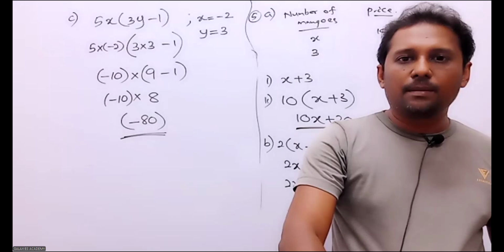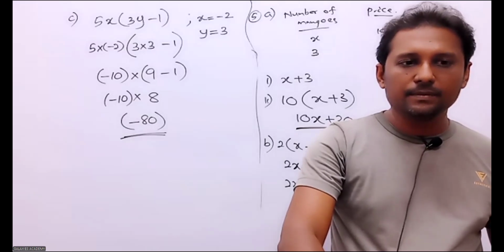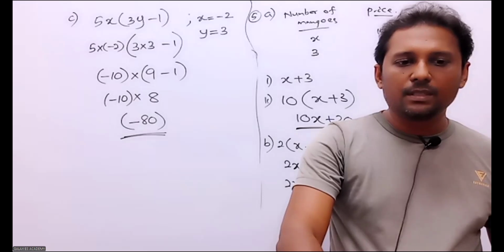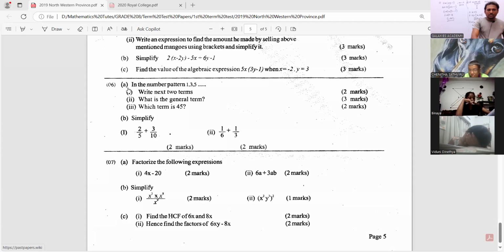Right. Then let's go to number 6. Question number 6 given. In the number pattern 1, 3, 5, dots, write the next two terms. What are the next two terms? I think you can identify the number pattern, no? What is this number pattern? Odd numbers, right? What are the next two terms? 7 and 9.